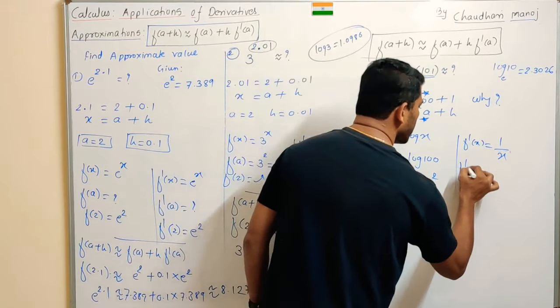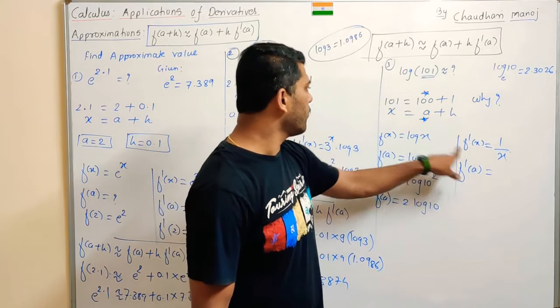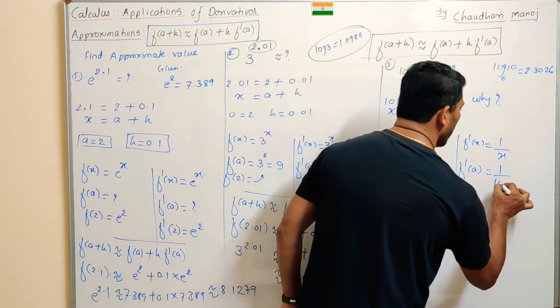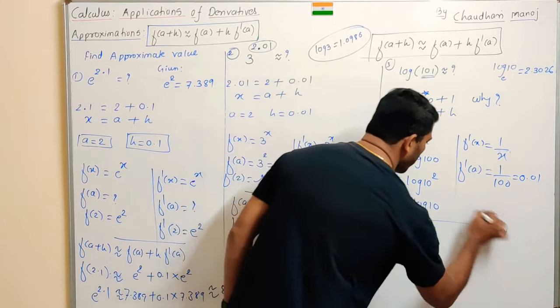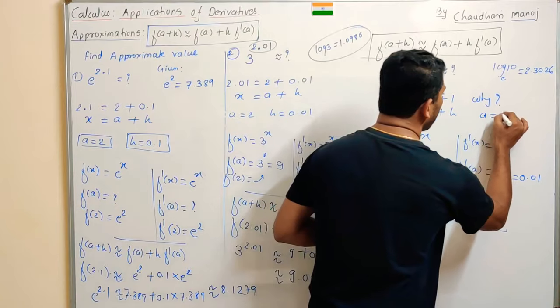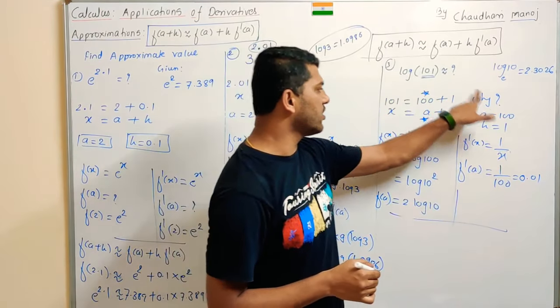Then what is f dash of a? Please understand, f dash of a means you have to substitute the value of a, which is 100, over here. So if you substitute, 1 upon 100 is 0.01. So here we got f dash of a. The entire data is known to you now. What is the value of a? A is 100, h is 1.